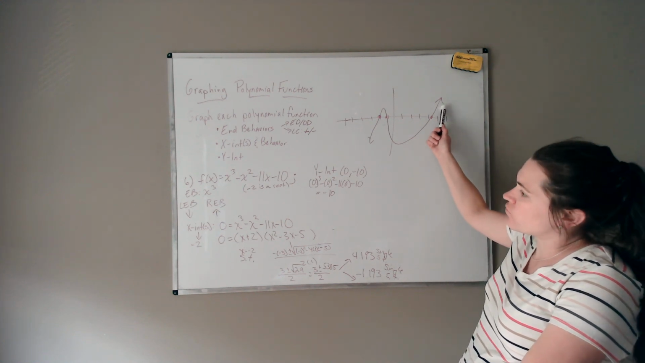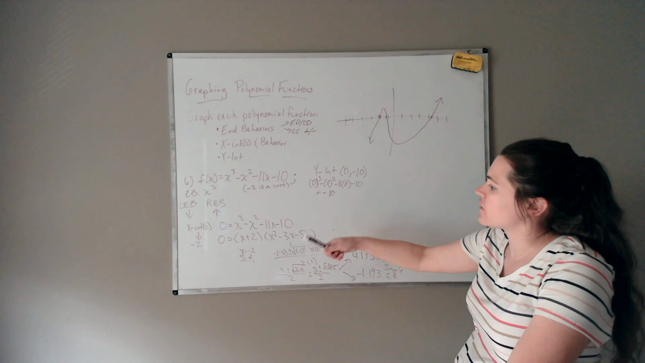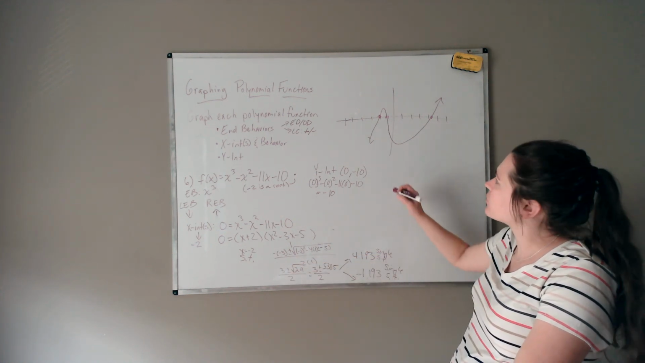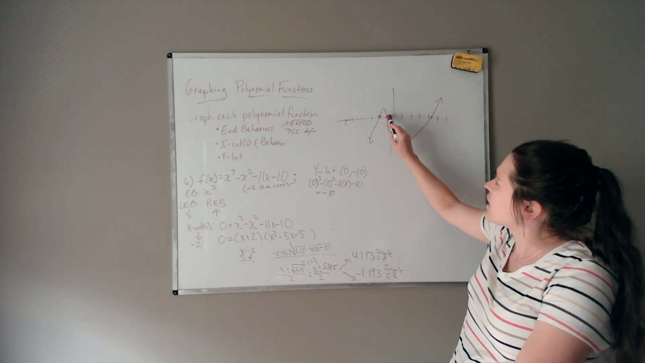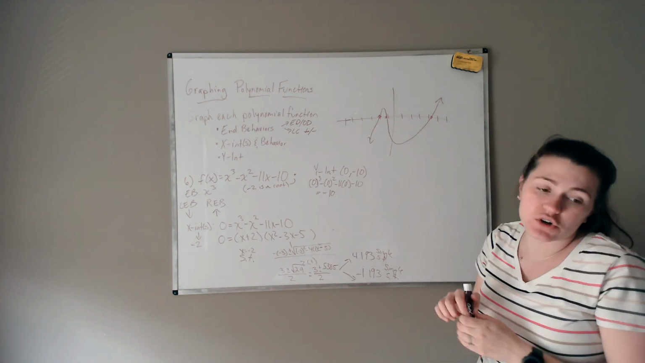Did you finish right end up, left end down? Yes. Did you only touch 3 times? Yes. Did you go just straight through all of them? Yes. Remember, between any 2 consecutive x-intercepts, you should only be changing direction 1 time.